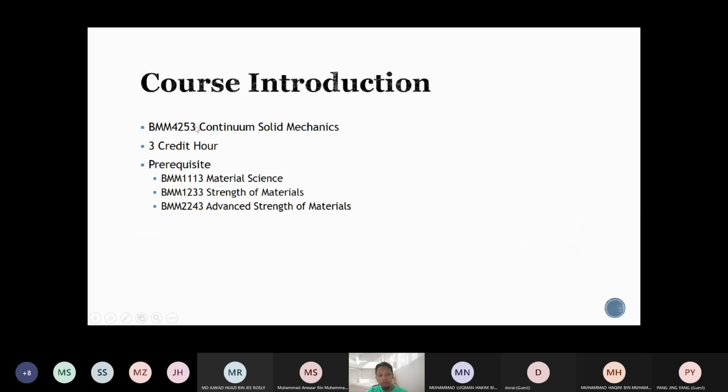So it's BMM 4253 Continuum Solid Mechanics, and it's a 3 credit hour. And I think the prerequisite is actually advanced strength of materials or SOM 2. I actually don't know your previous course structure. The latest course structure is advanced SOM, I think similar to SOM 2. To acquire SOM 2, you have to have SOM 1 and also material science. So that's why there are 3 prerequisite subjects. Okay.